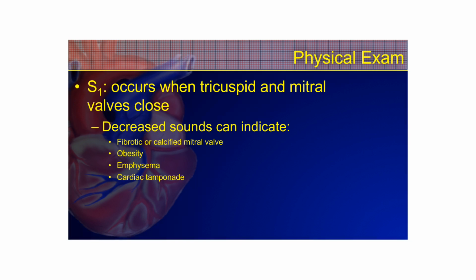All right, so S1 may be louder in patients with anemia, a fever, or hyperthyroidism, as well as patients with stenosis of their mitral valve. Decreased S1 sounds can indicate fibrotic or calcified mitral valve, obesity, emphysema, cardiac tamponade. All of those things are going to cause a decreased S1 sound. A split sound from any delay in the closing of both valves is considered abnormal.